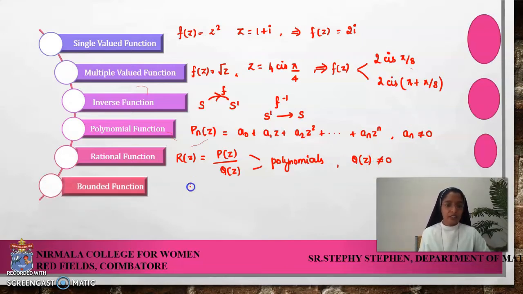And the last here is a bounded function. What is a bounded function? When you define a function on a set S, there exists a positive quantity M such that it satisfies the condition that the modulus of the function value should be less than or equal to this positive quantity for all values of z in S. In that case, this function is called a bounded function.